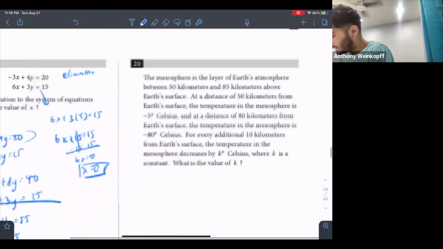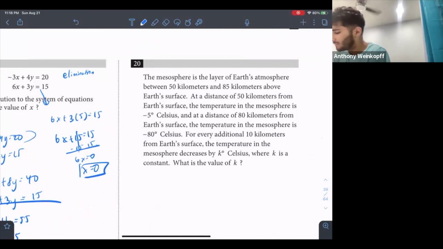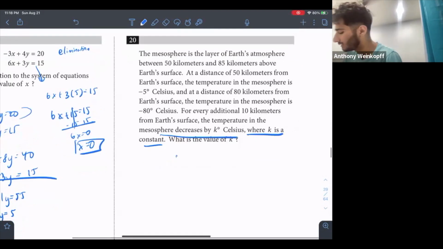Last question. The mesosphere is a layer of Earth's atmosphere between 50 kilometers and 85 kilometers above Earth's surface. At a distance of 50 kilometers from Earth's surface, the temperature in the mesosphere is -5 degrees Celsius. And at a distance of 80 kilometers from the Earth's surface, the temperature in the mesosphere is -80 Celsius. For every additional 10 kilometers from Earth's surface, the temperature in the mesosphere decreases by K Celsius, where K is a constant. What is the value of K? So the important key words are that K is a constant and it decreases by K Celsius. So it's a slope or linear problem.